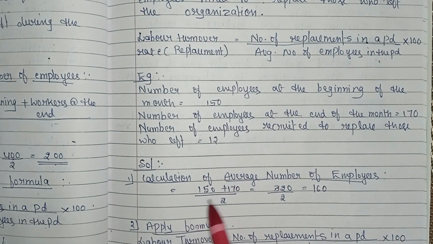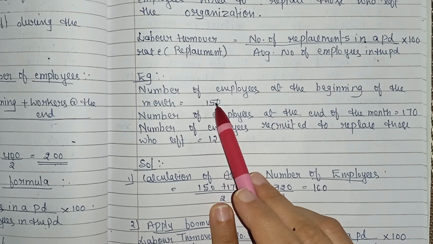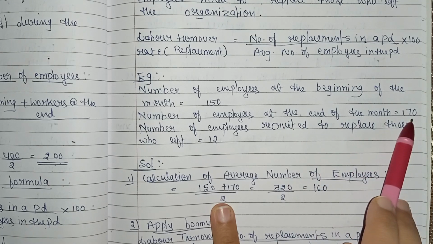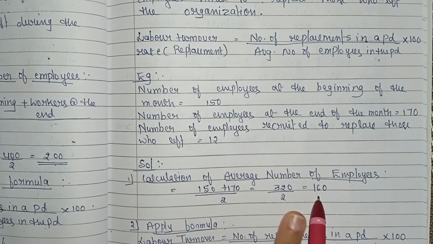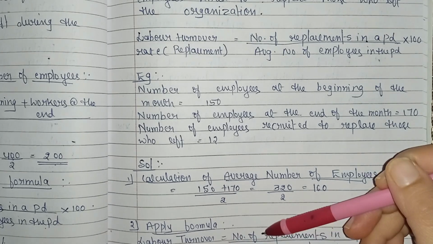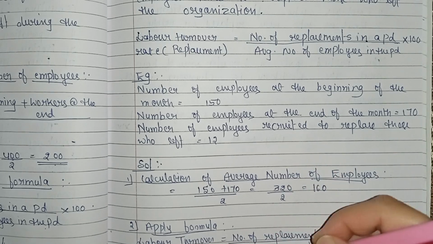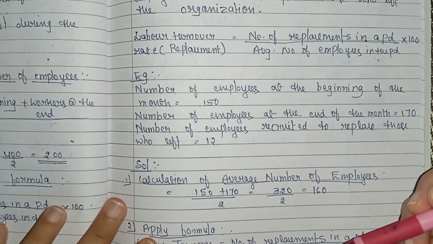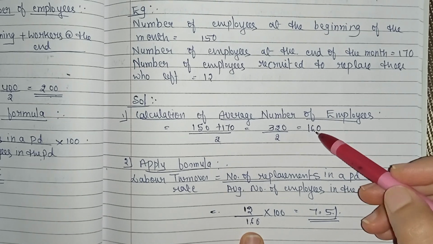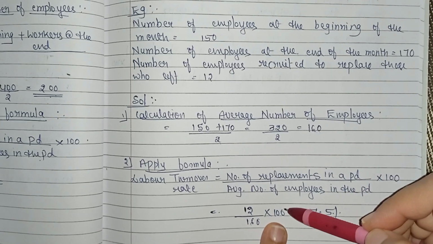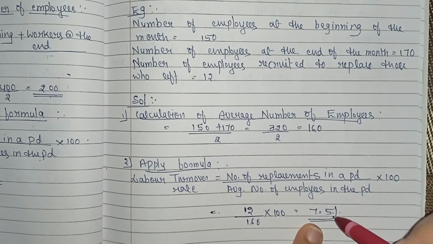Clear? So first we need to calculate the average number of employees, that is workers at the beginning 150 and workers at the end 170 divided by 2, that is equal to 160. Now we need to apply the formula, that is number of replacements in a period. See, number of employees recruited or appointed 12, divided by average number of employees, just now we have calculated, that is 160 into 100. So labor turnover rate under replacement method is 7.5%.